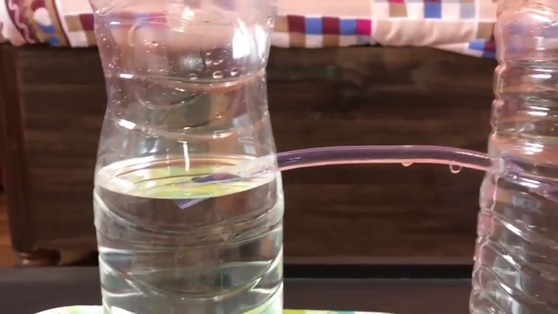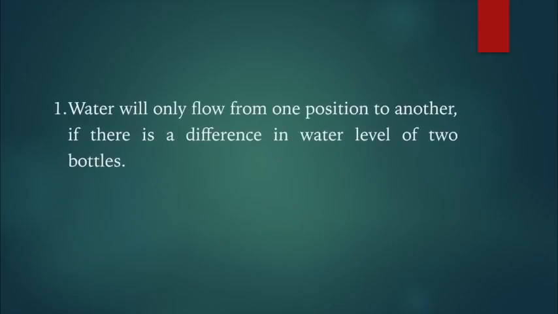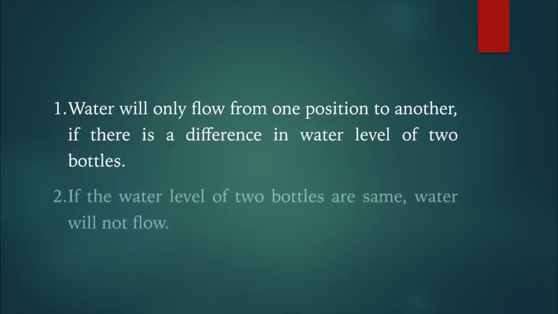So we have arrived at two very important conclusions. Conclusion number 1, water will only flow from one position to another if there is a difference in water level of two bottles. Conclusion number 2, if the water level of both the bottles are same, water will not flow. And this difference in the water level of the two bottles is what we call potential difference.